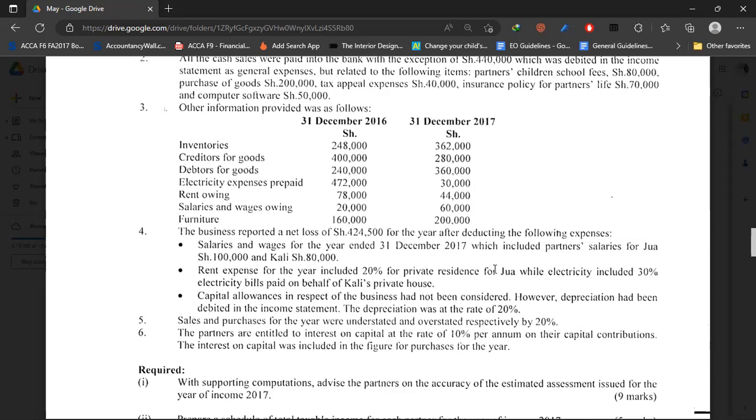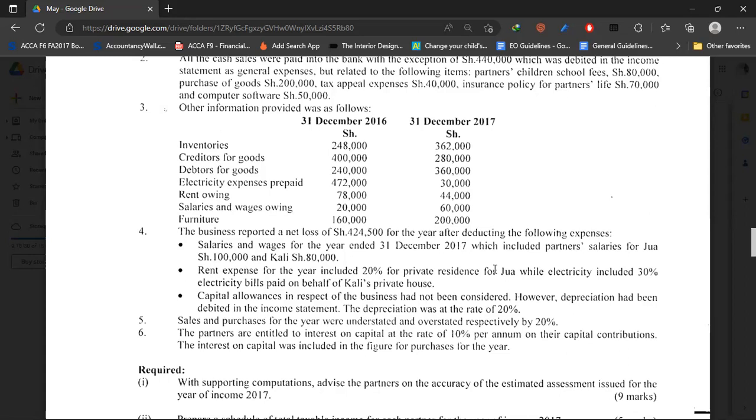Number 4, the business reported a net loss of 424,500 shillings for the year after deducting the following expenses: salaries and wages for the year ended 31st December 2017, which included partner salary for Jua 100,000 shillings and Kali 80,000 shillings. Rent expense for the year included 20% for private residence for Jua, while electricity included 30,000, 30% electricity bills paid on behalf of Kali's private house.